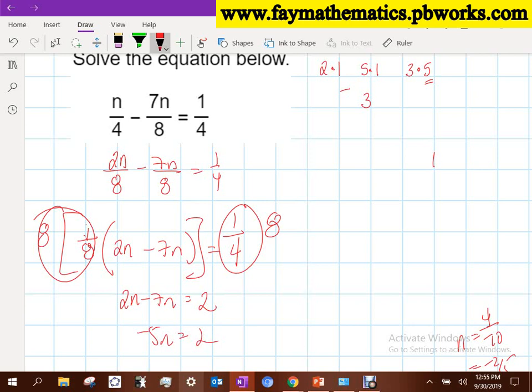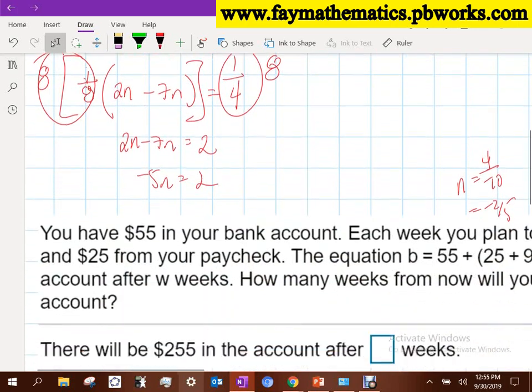But I think that right now is maybe not the best approach for us to use for this type of problem. I think trying to use the LCD and get rid of the fractions is the best thing. Okay.